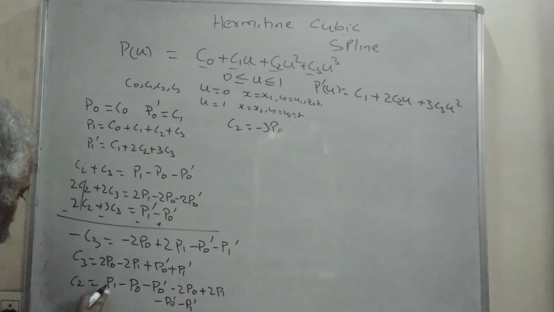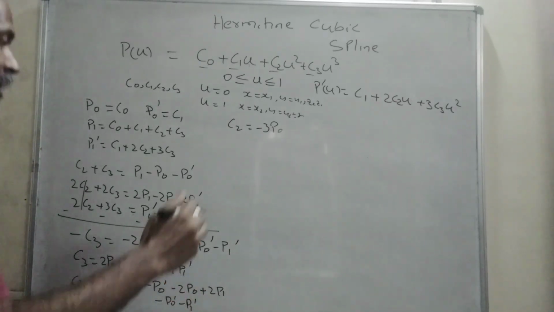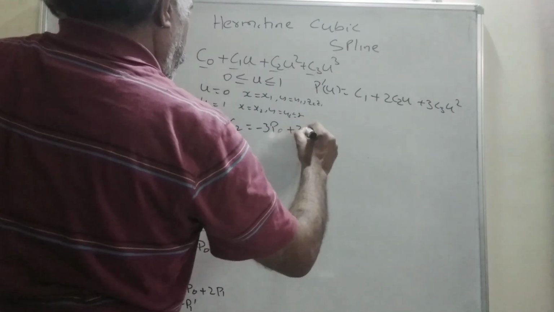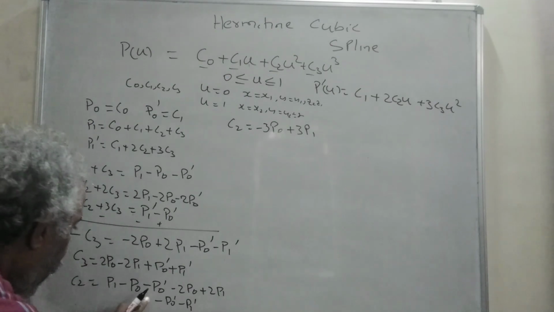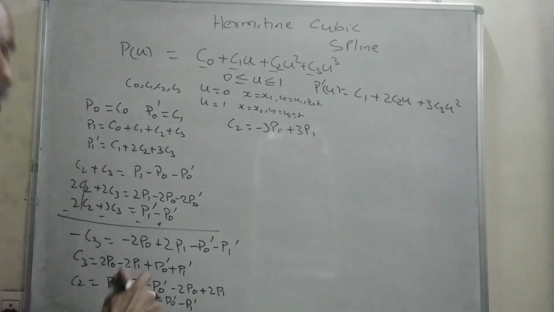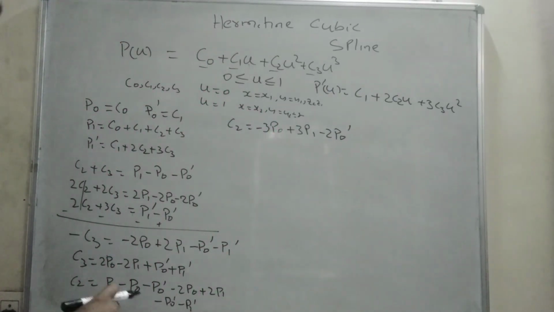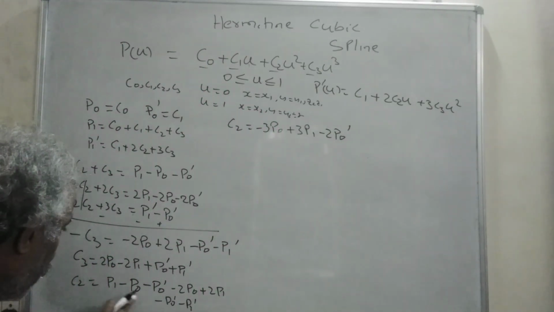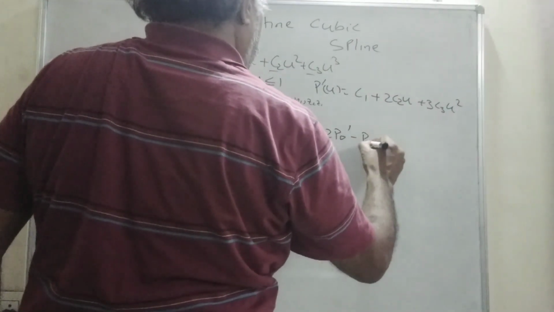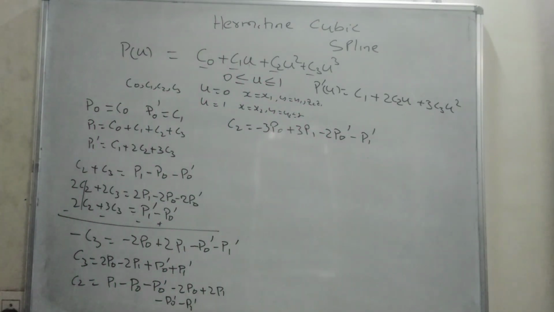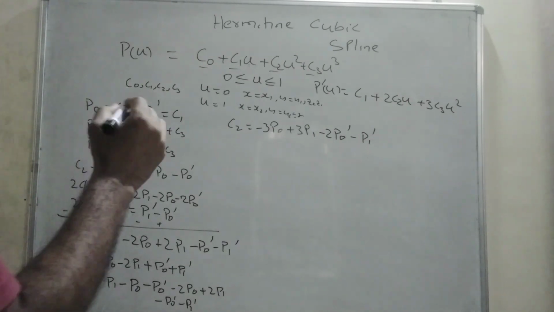Next P1. One P1 is here, another P1 is here. P1 plus 2P1 is 3P1. P0 dash: here one P0 dash minus 2P0 dash. And P1 dash, how many P1 dash are there? There is only one P1 dash. It is minus P1 dash. Now you can write down this equation.